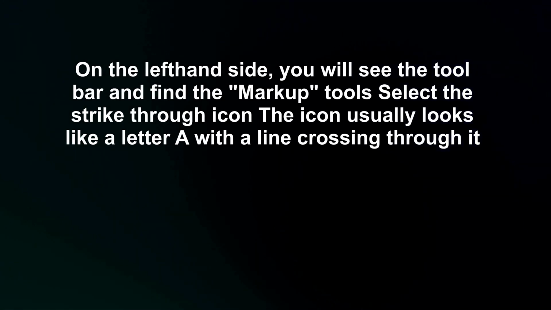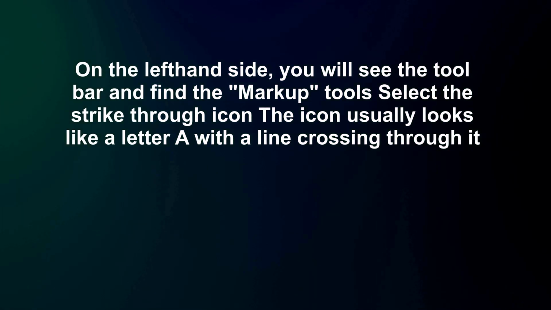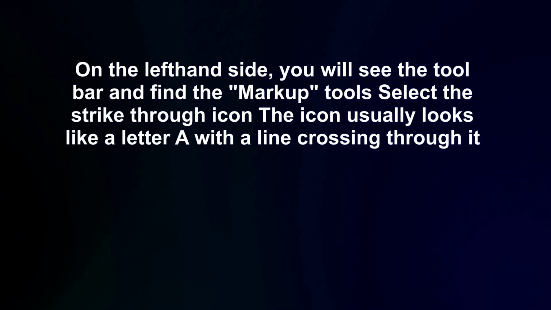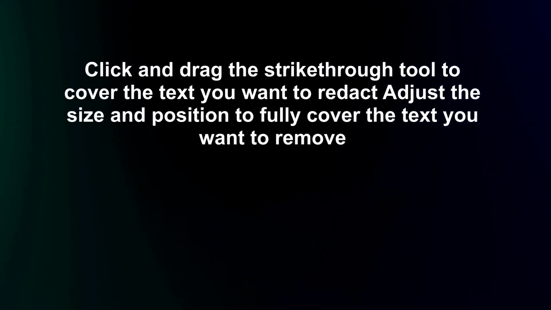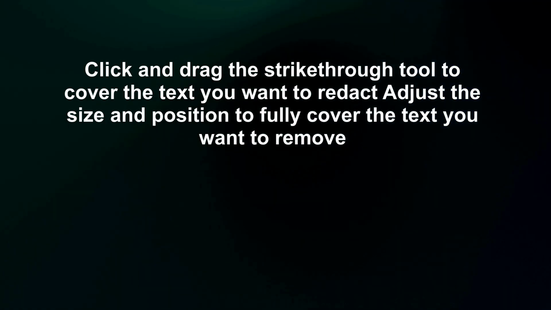On the left-hand side, you will see the toolbar and find the markup tools. Select the Strikethrough icon. The icon usually looks like a letter with a line crossing through it. Click and drag the Strikethrough tool to cover the text you want to redact. Adjust the size and position to fully cover the text you want to remove.